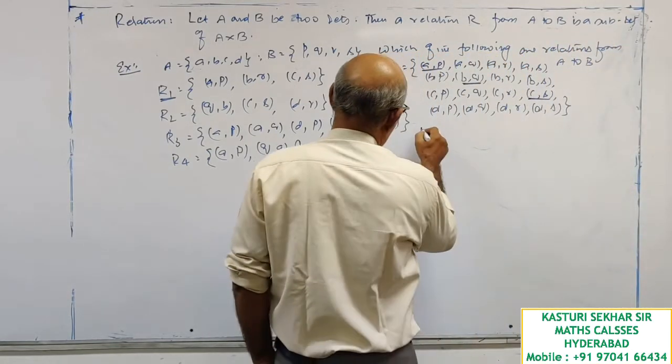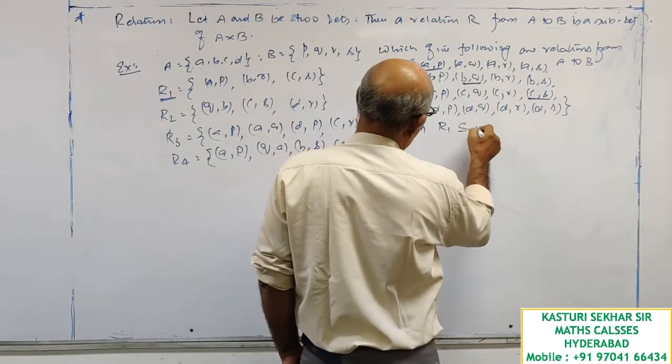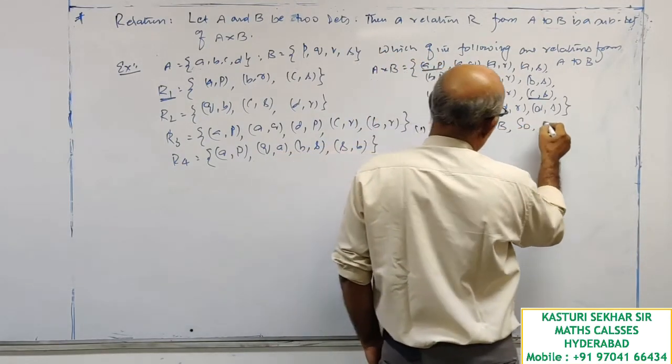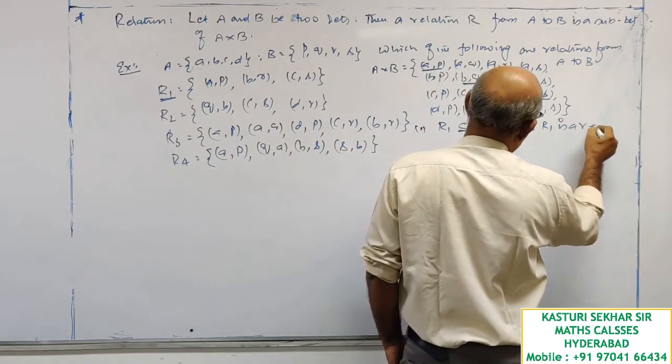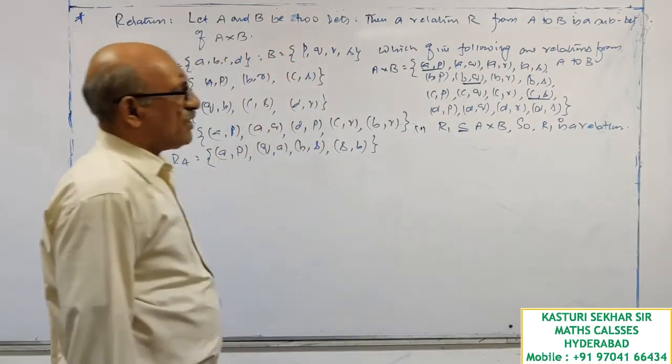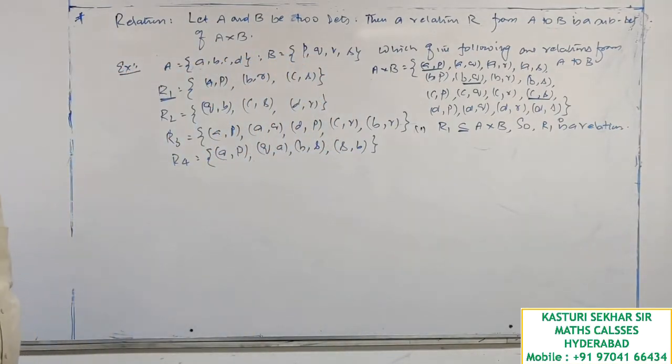So R1 is a subset of A cross B. So R1 is a relation.